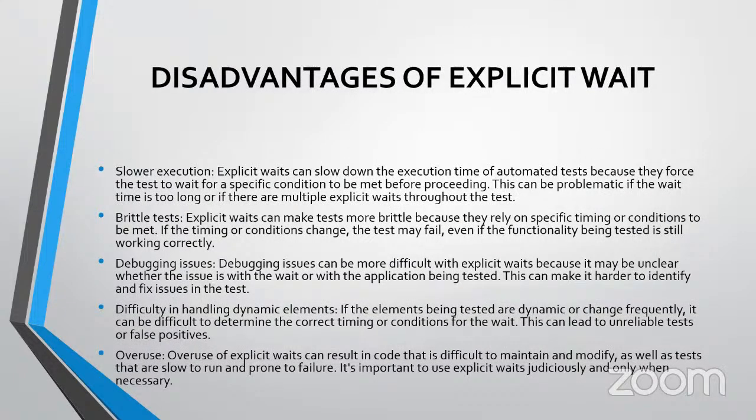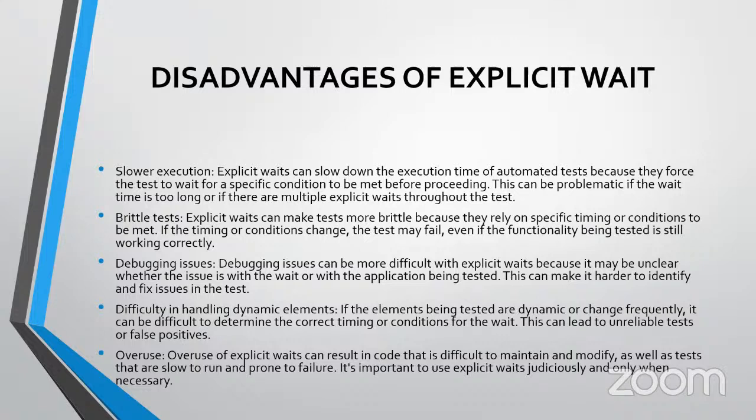Let's look at the disadvantages of explicit wait. So, slower execution. Explicit waits can slow down the execution time of automated scripts because they force the test to wait for a specific condition to be met before proceeding. This can be problematic if the wait time is too long or if there are multiple explicit waits throughout the test.